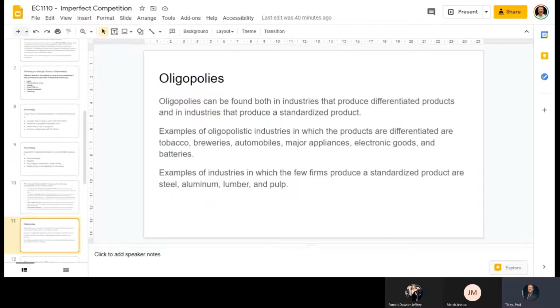Oligopoly industries, there's lots of them out there. Tobacco, which is really a commodity. Breweries, which we could argue is a commodity beer. Automobiles, appliances, electronics, and batteries. And standardized products would be things like steel, aluminum, lumber, and pulp.